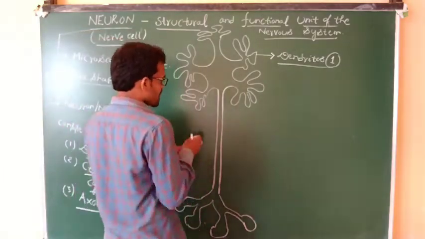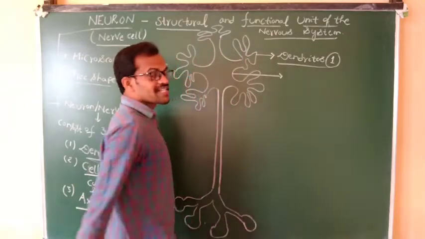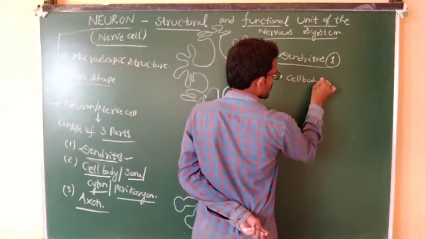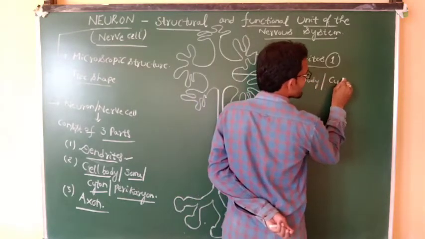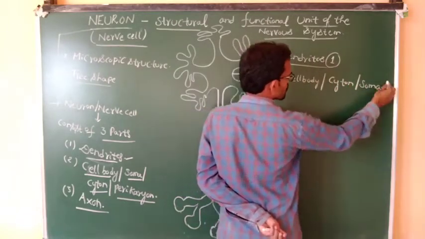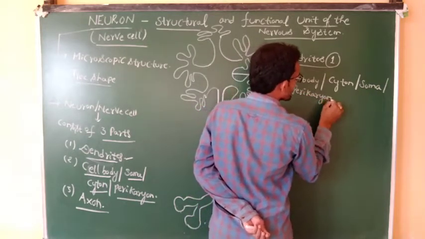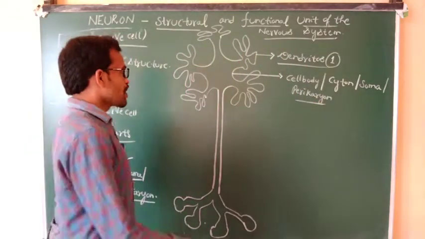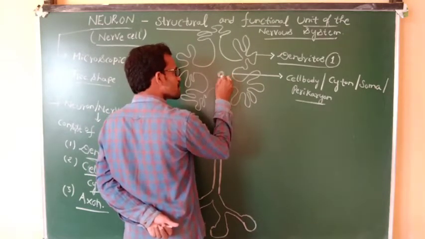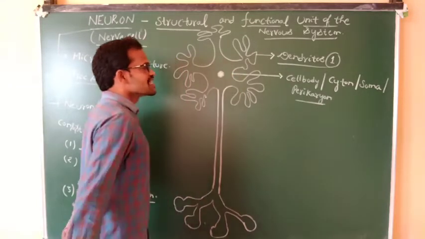What is the second part of the neuron and nerve cell? Cell body. The cell body is also known as a cyton. The cyton is also known as a soma. The soma is also known as a perikaryon. Okay, the perikaryon means the central body consists of a single nucleus.